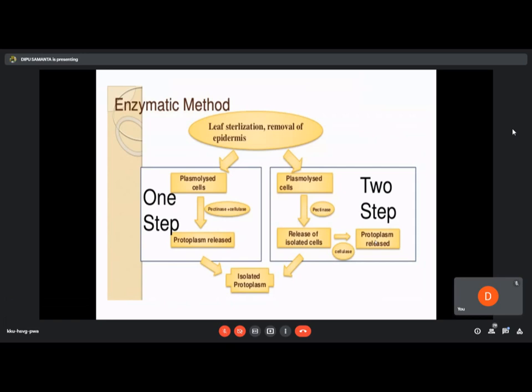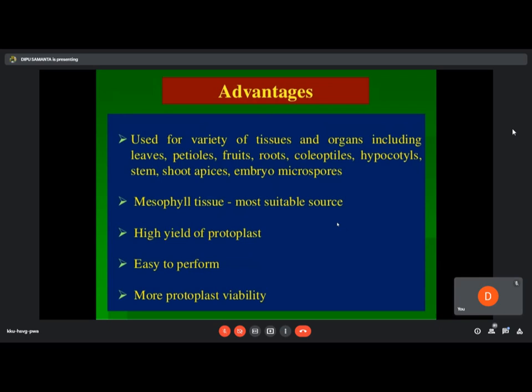Under the enzymatic method, there are two options, a one-step method or a two-step method. We can follow either pathway. In the one-step method, we prepare a mixture of pectinase and cellulase. After an incubation period for digestion, isolated protoplasts are obtained. In the two-step process, first we use pectinase. After the release of isolated cells, we go for cellulase digestion. After that, protoplasts are released. In general, we mostly follow the one-step method, with pectinase and cellulase in the same container. There are several advantages of enzymatic isolation of protoplasts: we can isolate protoplasts from several tissues, and it is high yielding, easy to perform, and gives more viability.